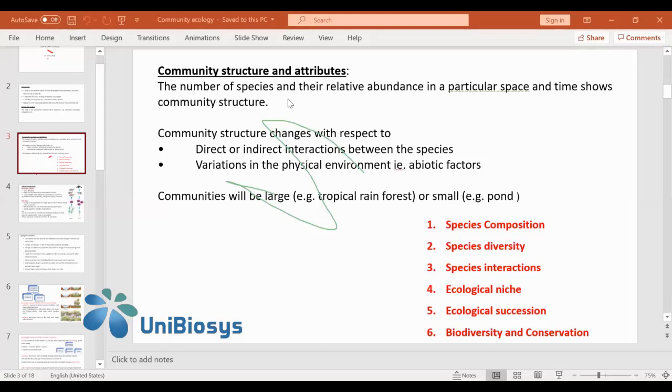Then we will discuss ecological succession. Ecological succession is nothing but how a community is getting established in a particular place.